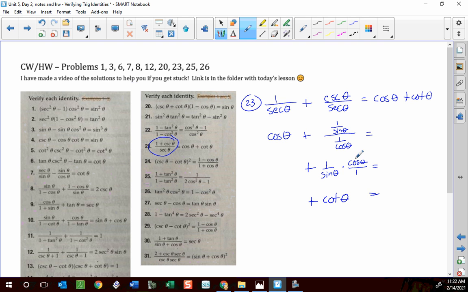So sometimes when I'm working on something, I leave the other part, and I'll just fill it in later. All right, and we're done.